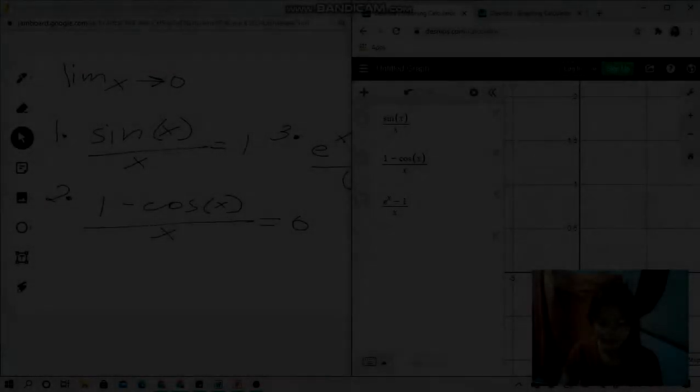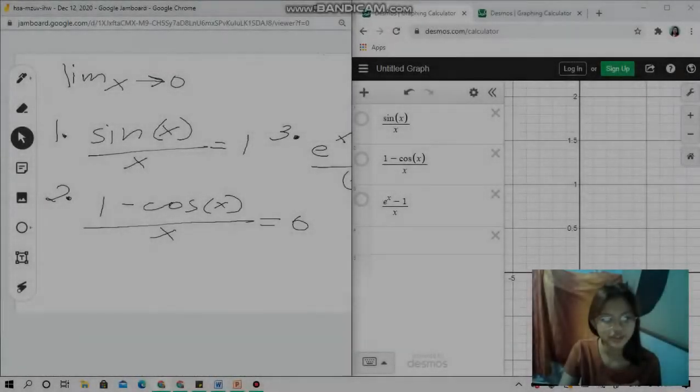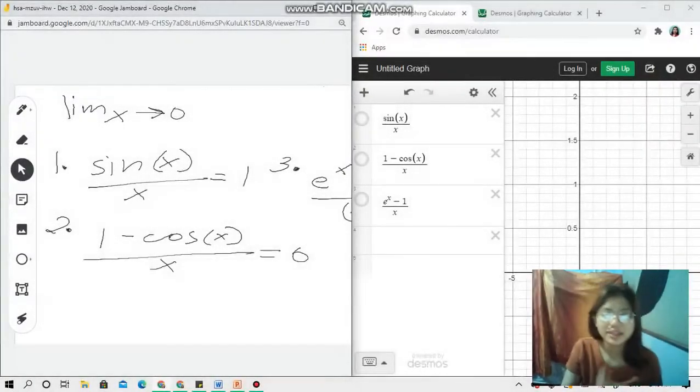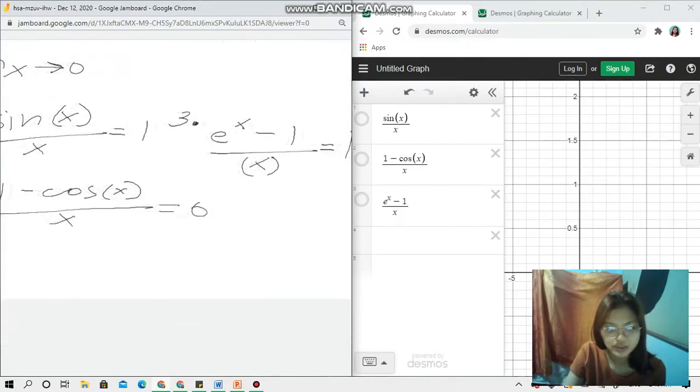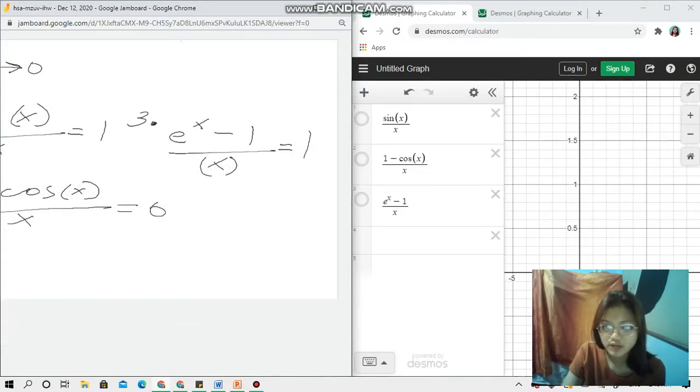So my topic is special limits. On the left side, you can see the basic special limits. The first is the limit of sine x over x equals 1, and all of these are limits as x approaches 0. So sine x over x equals 1, 1 minus cosine x over x equals 0, and e to the power of x minus 1 over x equals 1.